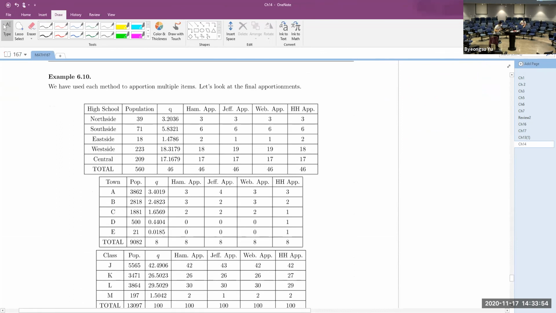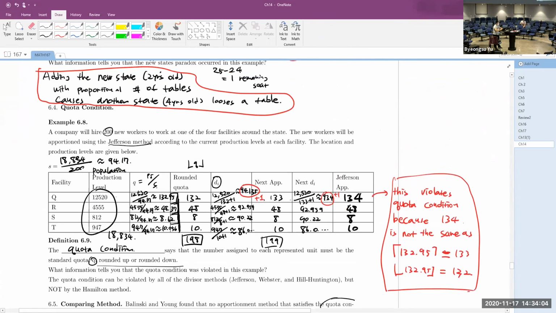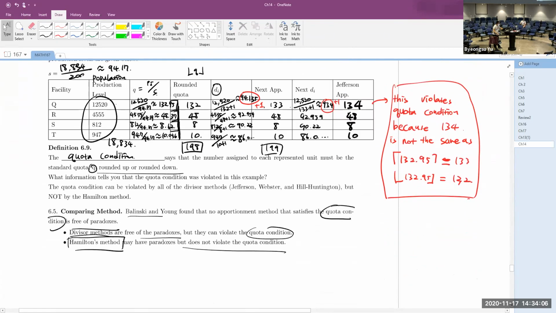Oh, here Rainy has a question. What happens if it violates the quota condition? Do they have to choose another method? Actually, there is no one answer for that question.